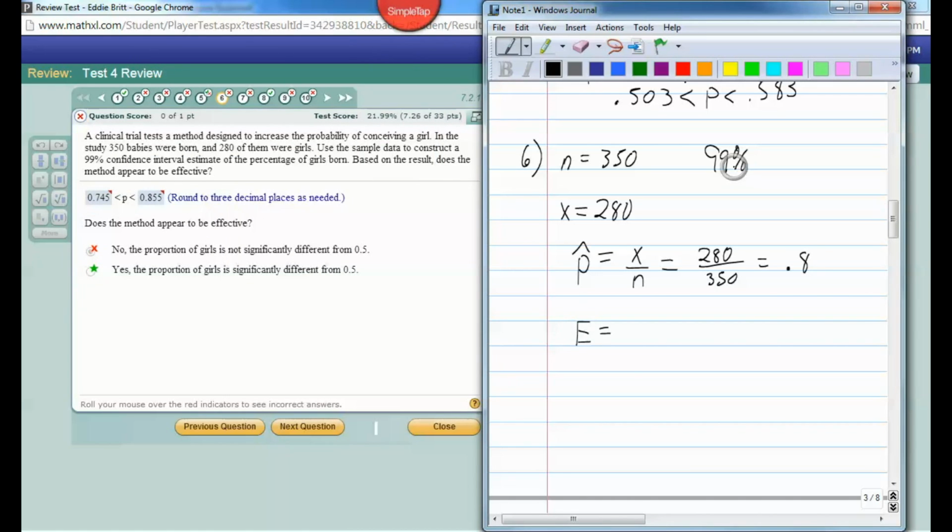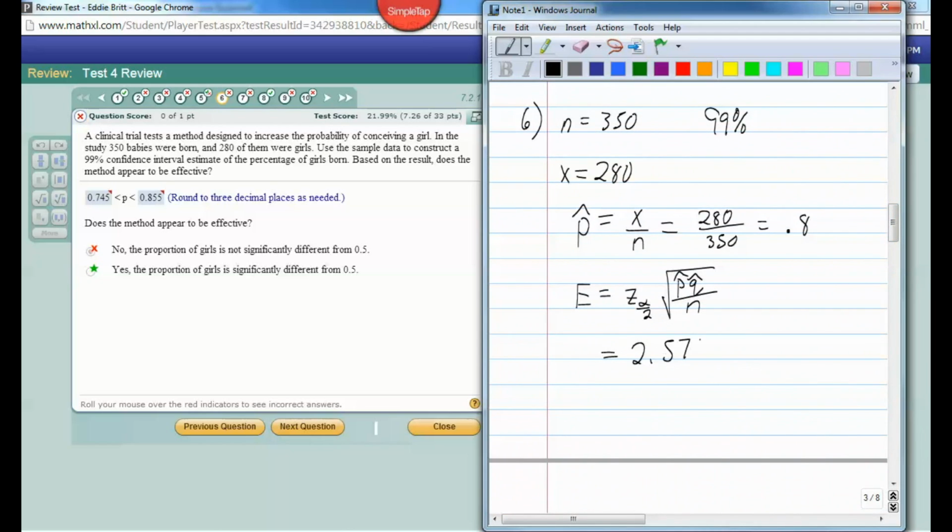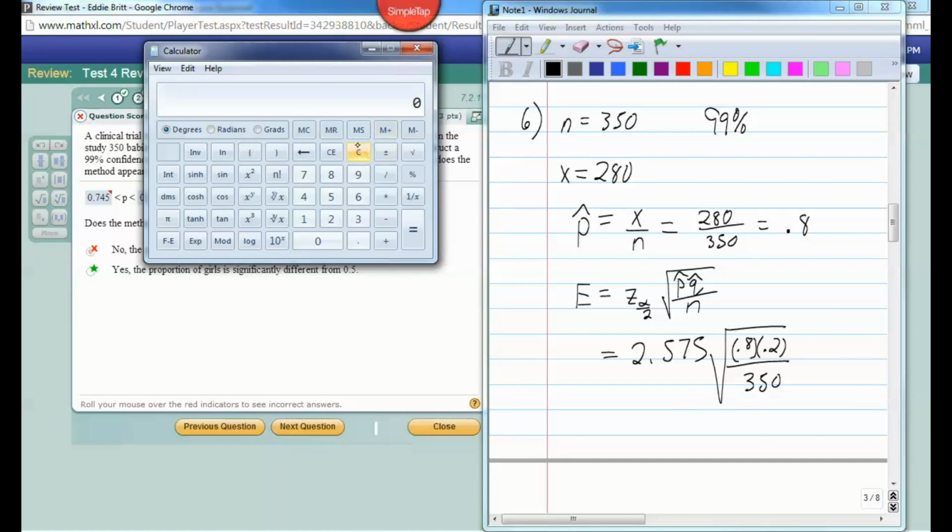That's good. All right, now 99% confidence level. So when we find our margin of error, our z sub alpha over 2 is going to be the one we use for 99%, which is the same one we used on the last problem, 2.575. All right, that times the square root of p hat, which is 0.8, times q hat, 1 minus 0.8, or 0.2, over n, the total number. All right, so let's use a calculator to find that. 0.8 times 0.2 divided by 350. Take the square root of that and multiply that times 2.575. All right, so there's the margin of error.